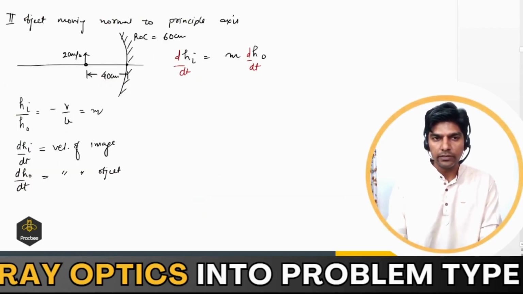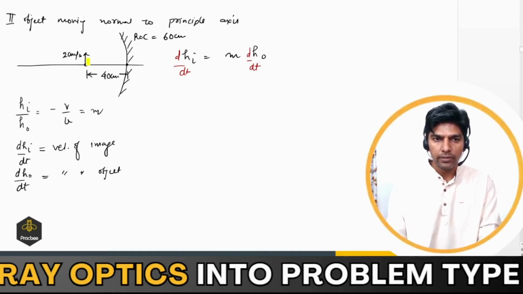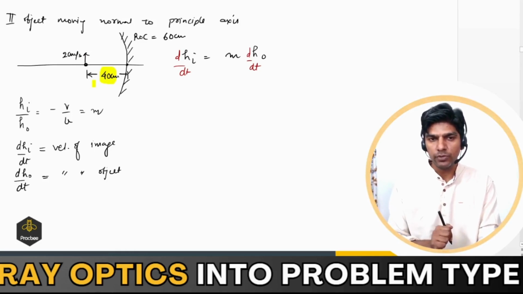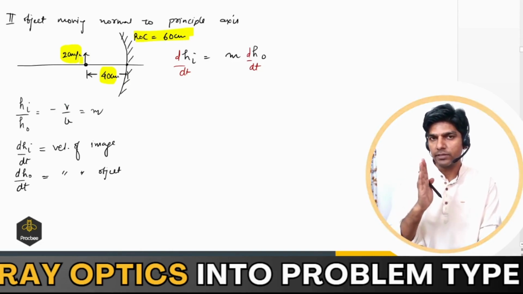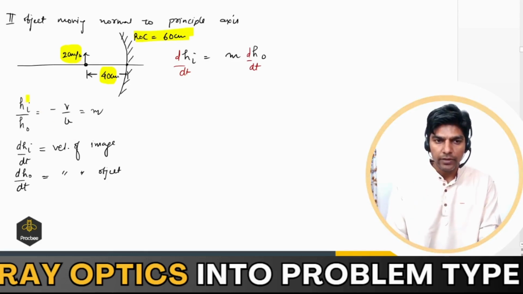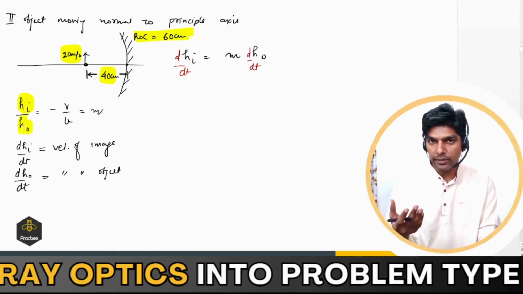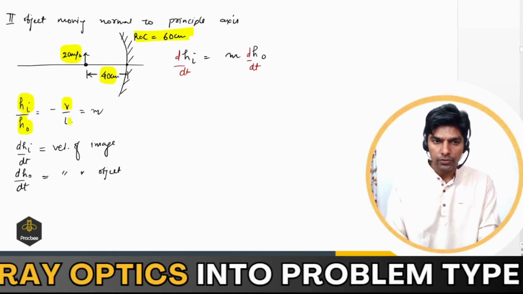Now let us see another case when the object is moving perpendicular to the principal axis. So here there is an object which is at a distance 40 centimeter from the pole, and the radius of curvature of the concave mirror is 60 centimeter. And the speed of the object is 2 centimeter per second. In this case, if this object rises, then the position of the object from the principal axis will act like an extended object. So the height of the image and the height of the object will change in this particular case, but the position of the object and the image will not change. So v and u will be constant.